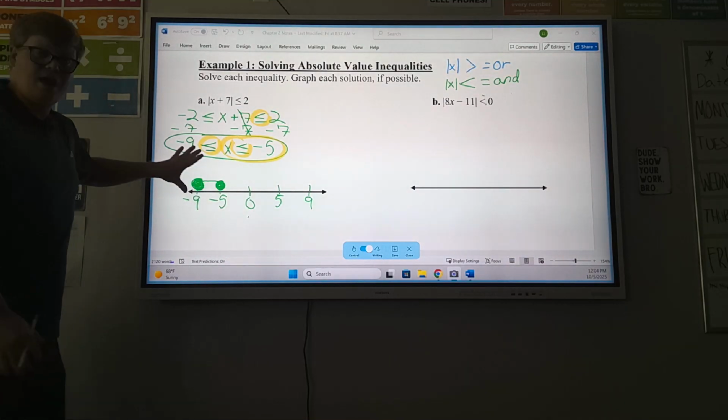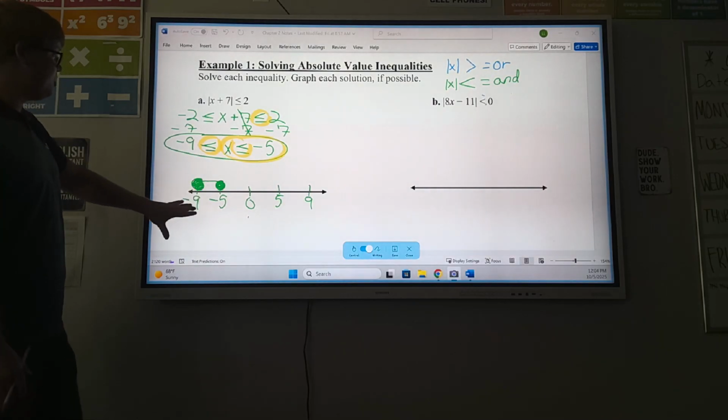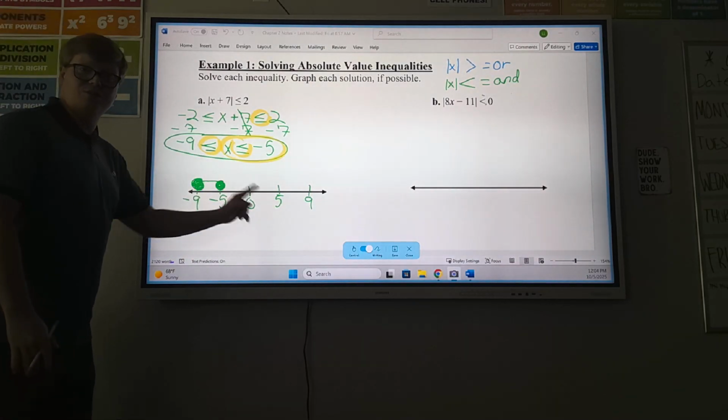Now, this matches what an and inequality graph is going to be. We just have to make sure that our negative 9 is also going to the right so they meet in the middle.